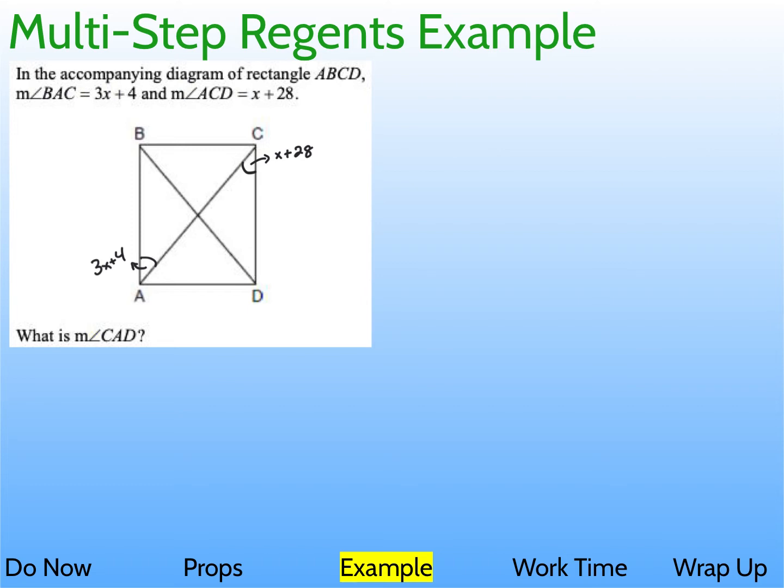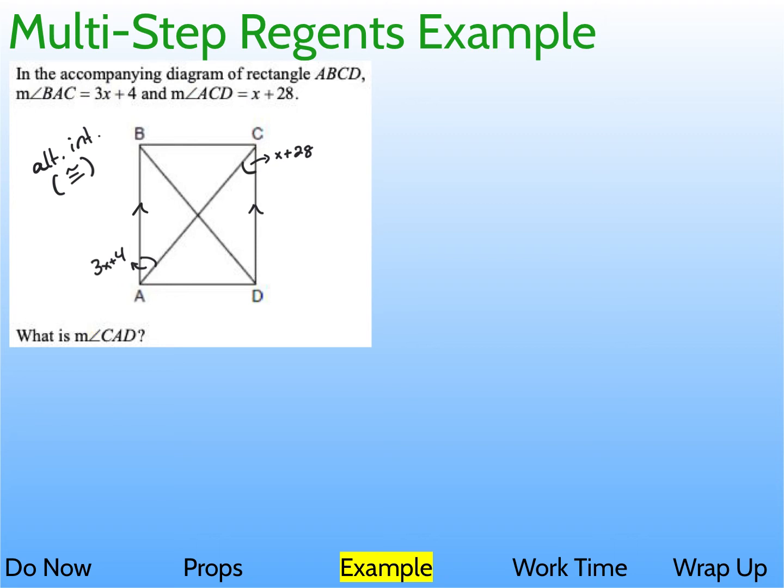So for this example here, we get that the measure of angle BAC is 3x plus 4, and the measure of angle ACD is x plus 28. They want to know what is the measure of angle CAD. This is a big multi-step problem, but the first thing you should look at is what's the relationship between these two angles. And it's a rectangle, so I know that these lines here are parallel to each other, and the angles I have labeled are alternate interior angles, which means they're congruent.